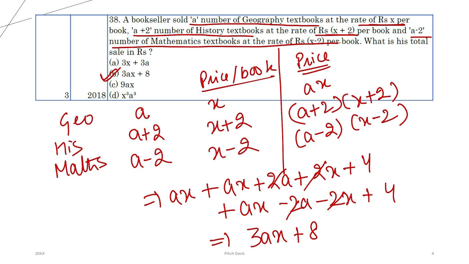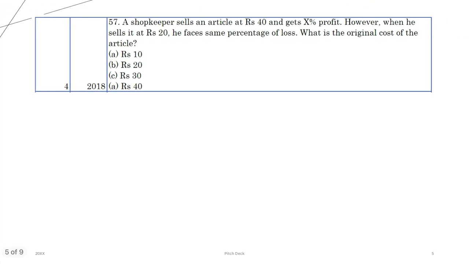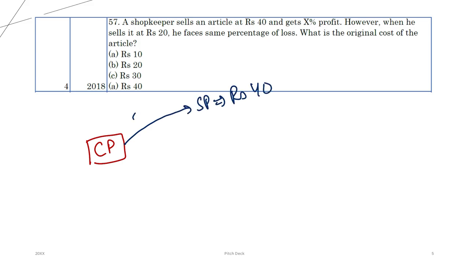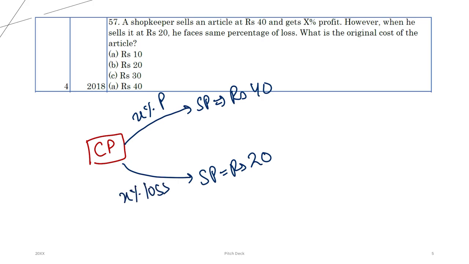Let's move on. Question number 4. A shopkeeper sells an article at rupees 40 and gets x% profit. When he sells it at rupees 20, he faces the same percentage of loss. Suppose this is the cost price for the shopkeeper. When he is selling at rupees 40, he is making x% profit. When he is selling it for rupees 20, he is making an x% loss, right? Now suppose the cost price is C, right?